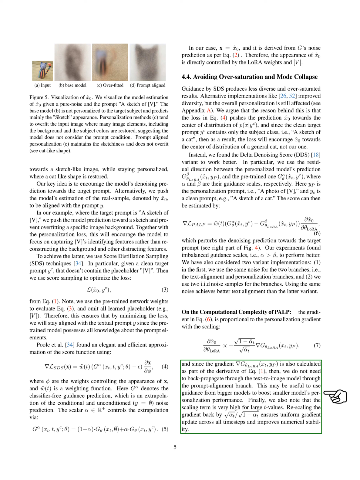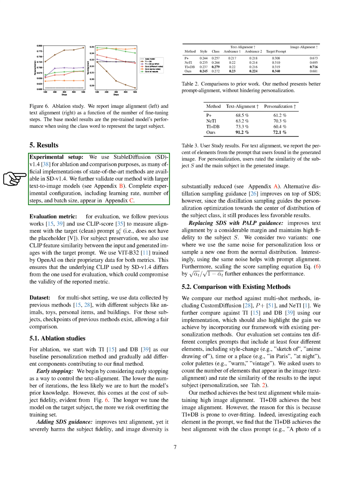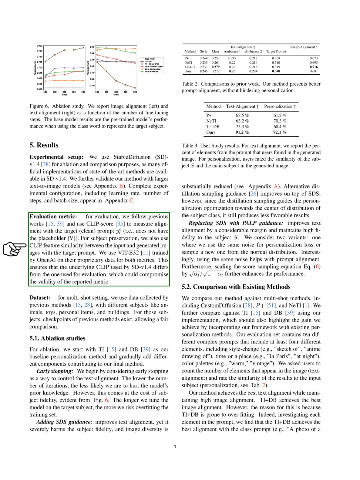We further validate our method with larger text-to-image models. The complete experimental setup, including learning rate, number of steps, and batch size, is detailed elsewhere. For evaluation, we follow previous works and use a z-score to measure alignment with the target, clean, prompt, which does not include the placeholder, V. We also use feature similarity between the input and generated images with the target prompt to measure subject preservation. We use a model trained by OpenAI on their proprietary data for both metrics. This ensures that the model used by SD v1.4 differs from the one used for evaluation, which could compromise the validity of the reported metric.